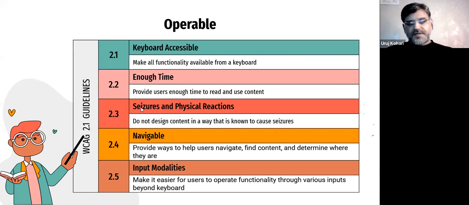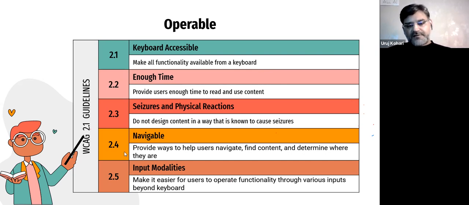Then we're talking about seizures and physical reactions. So I think about 20 years back in Japan, while watching television, about 700 to 900 kids had seizures. The reason was on the TV, there was some cartoon going on. And in that cartoon, there was some sort of flashing where bright images in the background were flashed more than 10 times in 1 second, which triggered seizures. And that is probably the reason why we have to be aware of these things. Do not have such GIFs or such things on your website which can trigger seizures in some part of the user group. Okay.